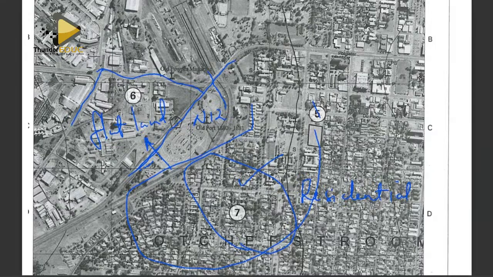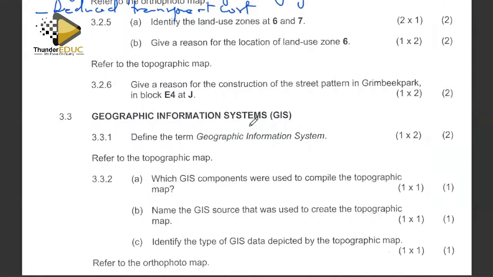The next question is saying, define, give a reason for the construction. We've done that. We move on to GIS, which is our question 3.3. Define the term geographical information systems. When we're defining this, we define it in very simple terms because it's a common term from grade 10. In grade 11, you are asked the same question.